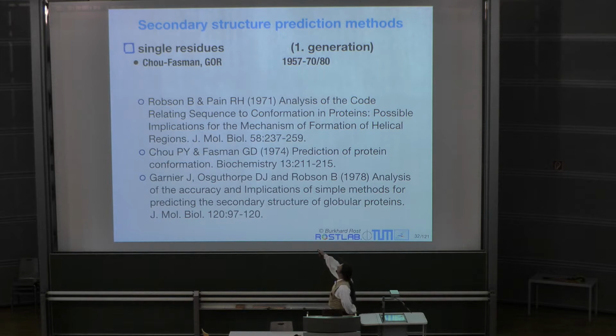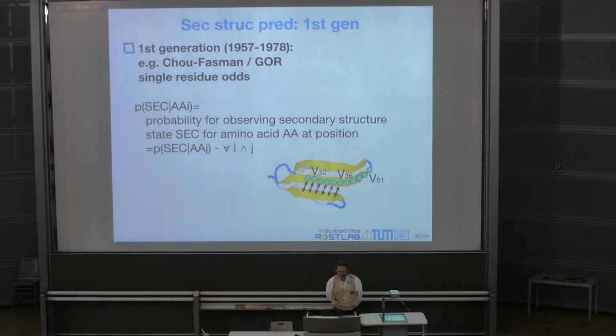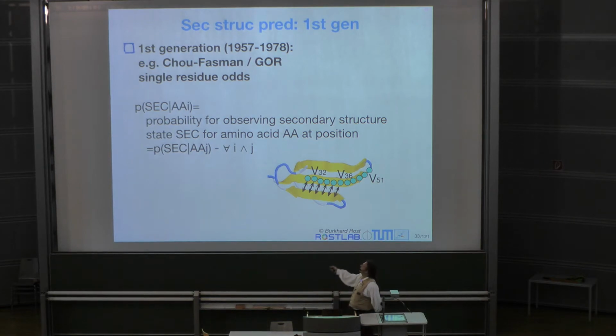And the statistics really came from Barry Robson here in the 70s. And again, the simple thing it does, it compiles a probability for particular residues to be in one of the 3 secondary structure states. Yes?